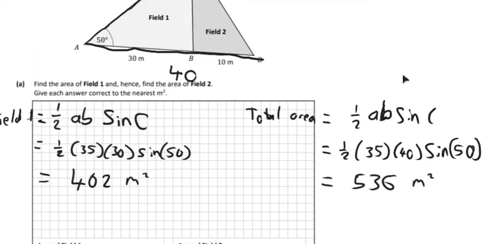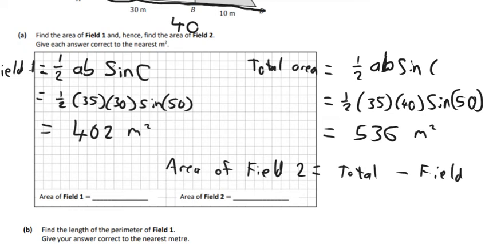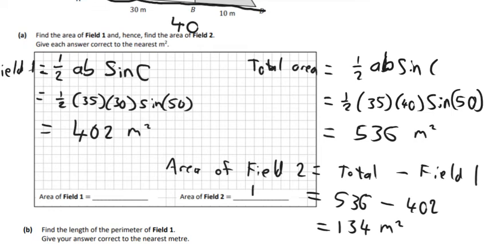Then we're just going to get the area of field 2. We take the total minus field 1. So the total was 536 and field 1 is 402. Taking them away from each other, we get 134 meters squared. So 134 is the area for field 2 and 402 for field 1. So that's all of part A.